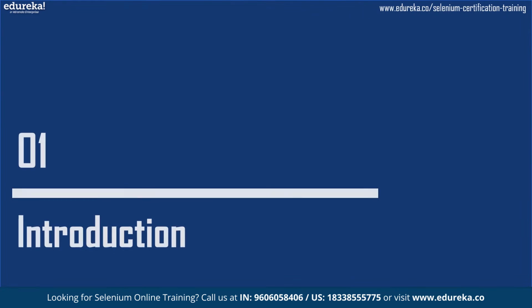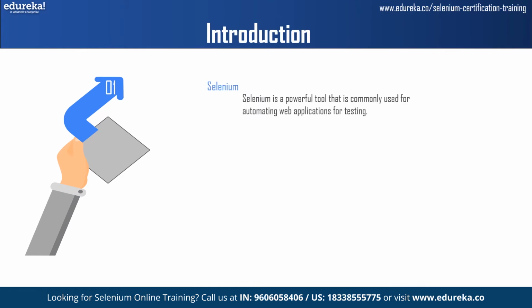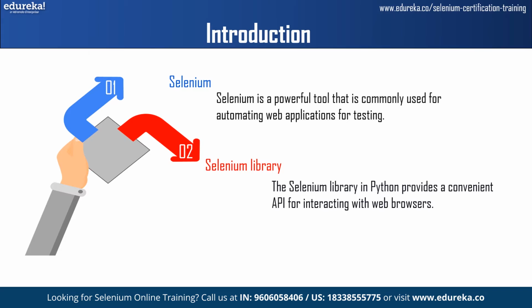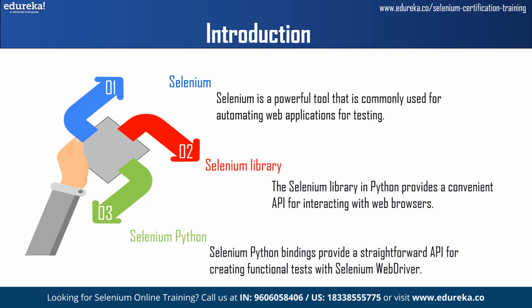Now, without any further delay, let's get started with our introduction. Selenium is a powerful tool that is commonly used for automating web applications for testing. Still, it can also be used for other tasks such as web scraping and automating tasks on websites. The Selenium library in Python provides a convenient API for interacting with web browsers. Selenium Python binding provides a straightforward API for creating functional tests with Selenium WebDriver. You can easily access all Selenium WebDriver functionality using Selenium Python APIs, as well as the WebDrivers such as Firefox, Internet Explorer, Chrome, and the others.